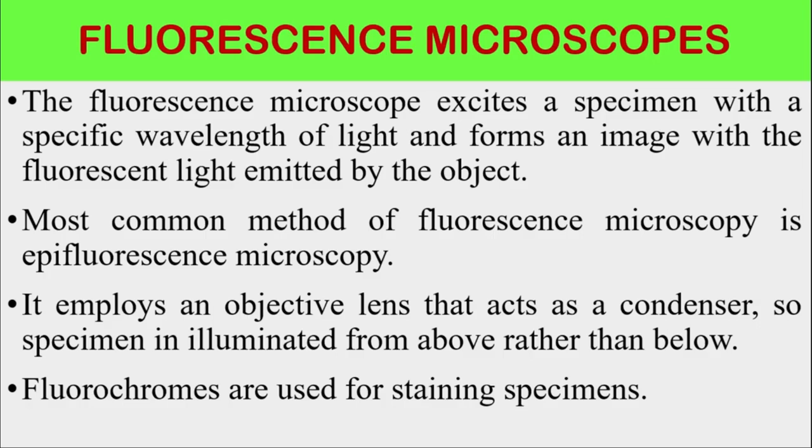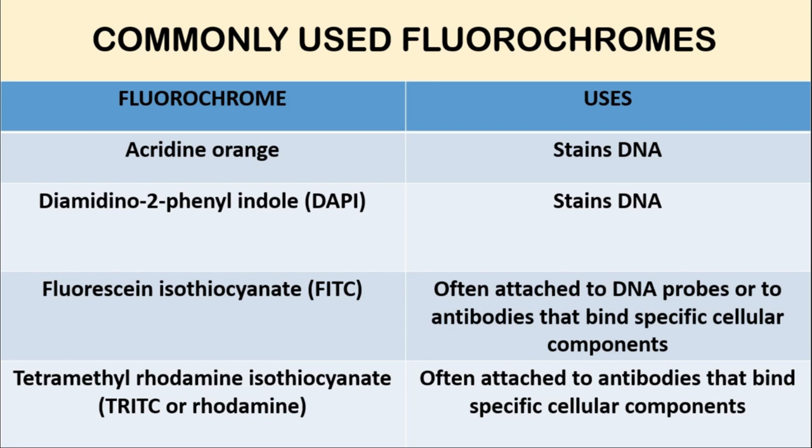Fluorochromes are used for staining specimens. Commonly used fluorochromes. Acridine orange, it is used for staining DNA. Diamidino-2-phenylindole, or DAPI stain, it stains DNA. Fluorescein isothiocyanate, or FITC, often attached to DNA probes or to antibodies that bind specific cellular components. Tetramethyl rhodamine isothiocyanate, TRITC, or rhodamine, which is often attached to antibodies that bind specific cellular components. These are the commonly used fluorochromes in fluorescence microscopy.